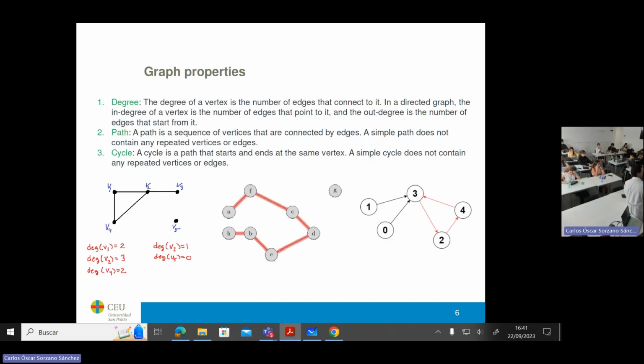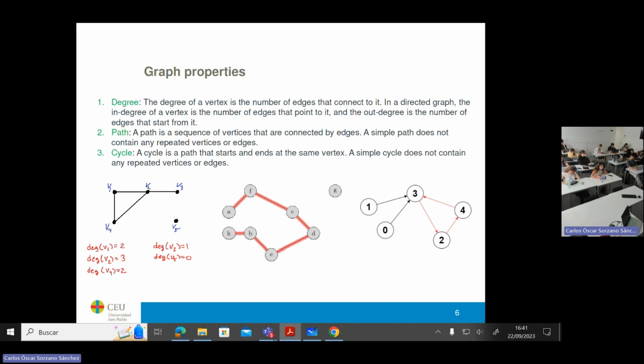Okay, and then what are properties that we can measure on graphs? Probably all these are familiar to you. The degree is the number of nodes to which a node is related. Here V1 is of degree 2 because it is related to 2 other nodes. V5 is of degree 0, V3 is of degree 1, and so on.